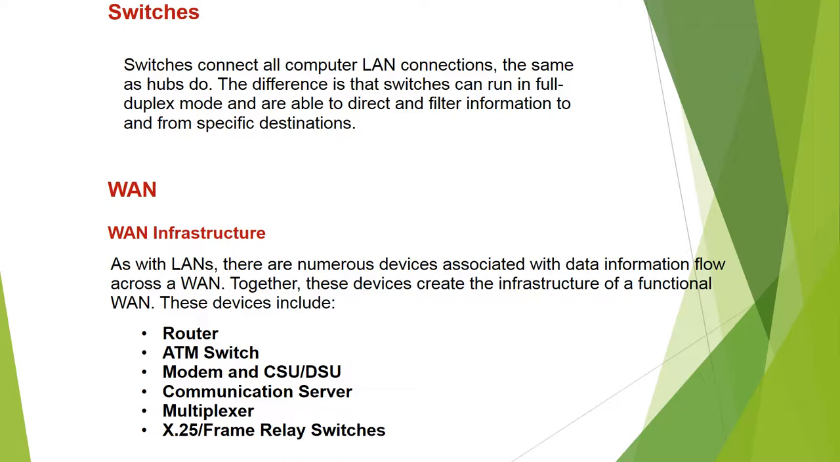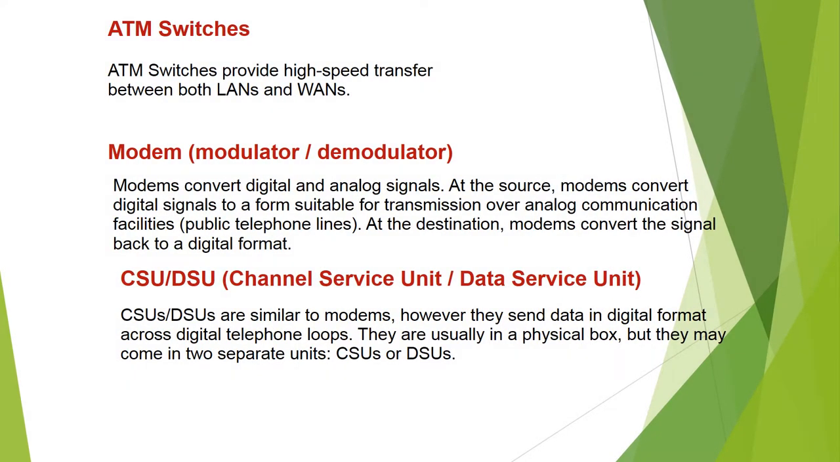Together, these devices create the infrastructure of a functional WAN. These devices include router, ATM switch, modem, CSU (channel service unit), DSU (data service unit), communication server, multiplexer, X.25 and frame relay switches. These terms will be explained in the next lecture.